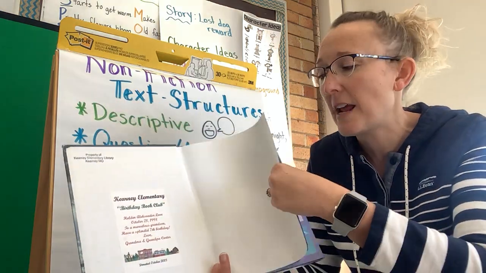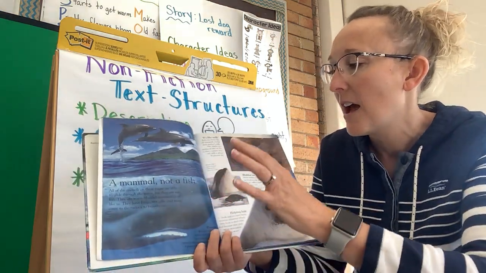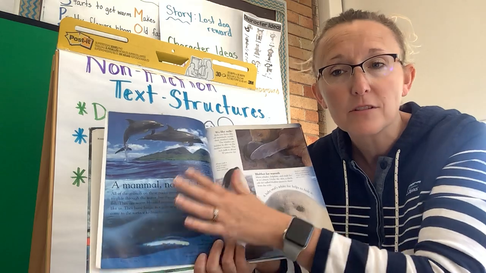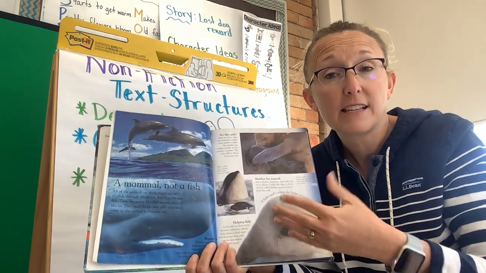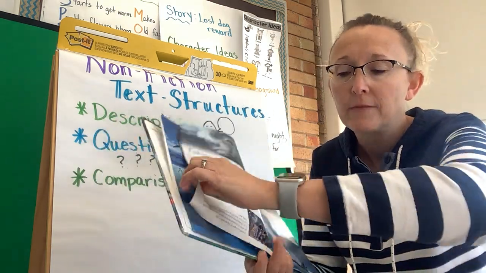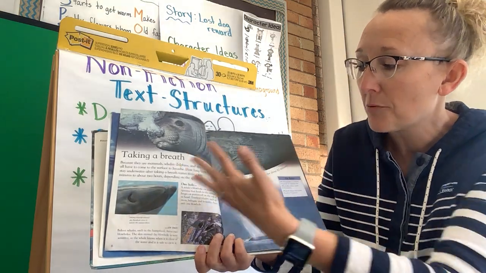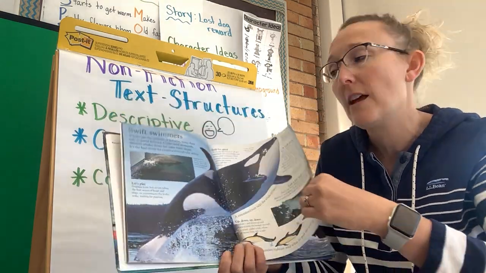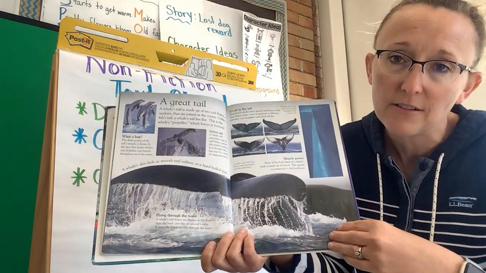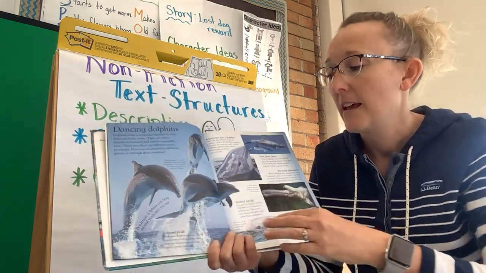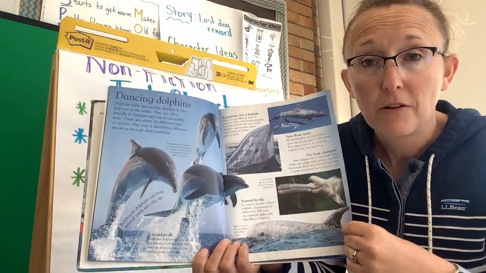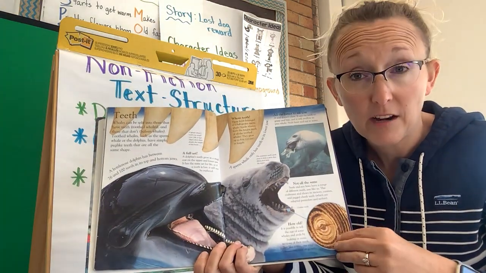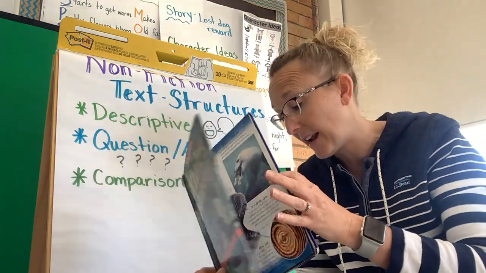So it looks like on each page in this book, they're talking about a different quality, like mammals, and then talking about whales and dolphins. Are they both mammals? Yes. And then here, breathing, and they're comparing how whales and dolphins breathe. Here's how they swim, whales and dolphins. Here's their tails, how they're the same, how they're different. Here's how they dance. Do they both dance? Talking about their teeth. So comparing, right?